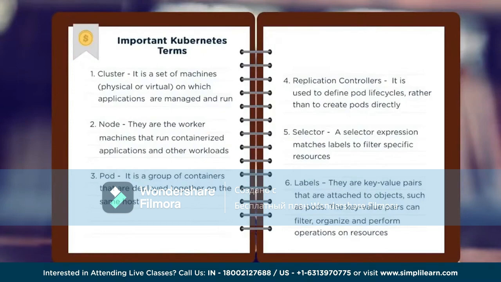There is the pod, which is within a node and is a group of containers that are deployed together on the same host. We have replication controllers, and a replication controller is used to define a pod's life cycle rather than to create the pods directly. We have a selector, which is an expression matched label to filter specific resources. Labels are key value pairs that are attached to objects such as pods. The key value pair, or the label, can be filtered, organized, and used to perform operations on resources.